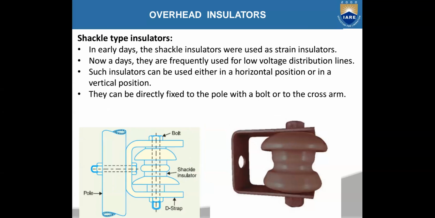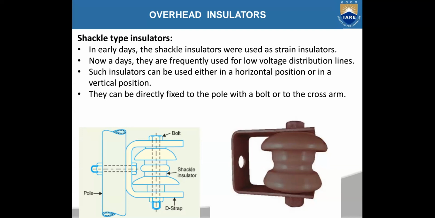Okay, you know where strain type insulators are used: at the cross arms, sharp curves, dead ends. In a similar way, in the distribution system, which is a low level voltage, you will use shackle type insulators as strain type insulators. These shackle type insulators can be placed either in horizontal position or in vertical position, and they are connected directly to the pole with some bolt, and they can be connected to the cross arm also.